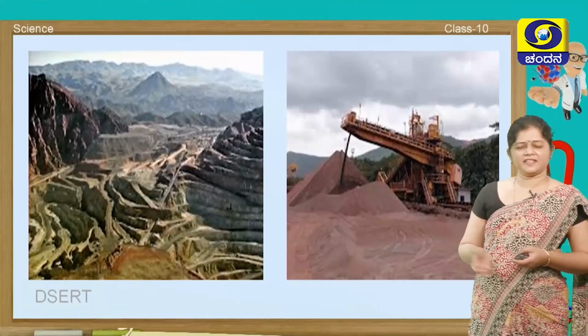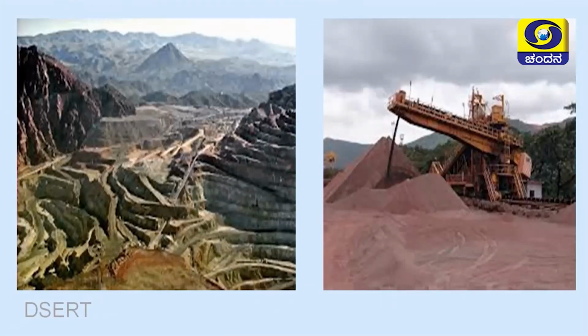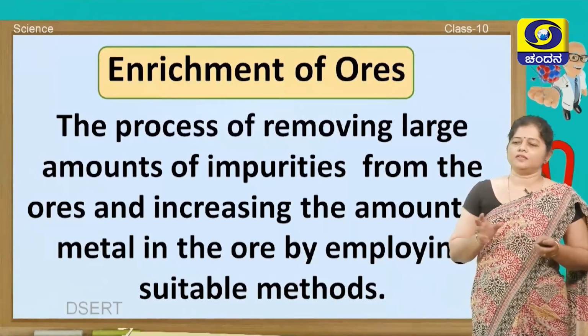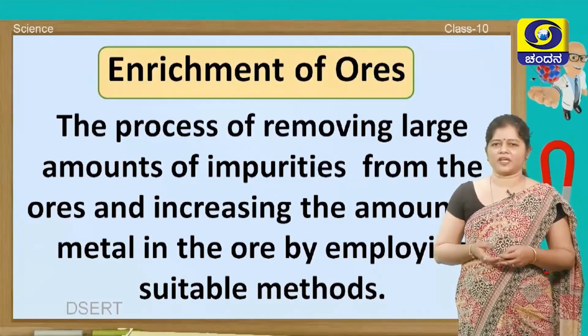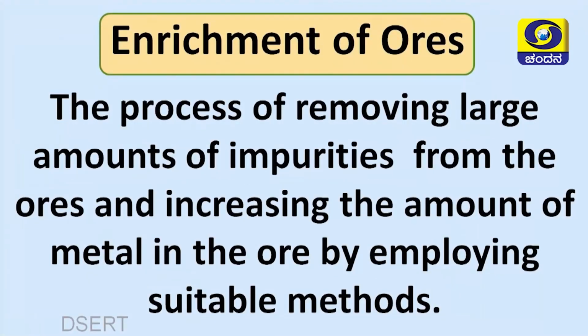So, this is a mining site. Probably you could have seen this if you have visited any mine. So, they are extracting the ore from the earth. When they are extracting the ore from the earth, what happens? A lot of impurities are obtained along with the soil. So, you have to enrich the ores.